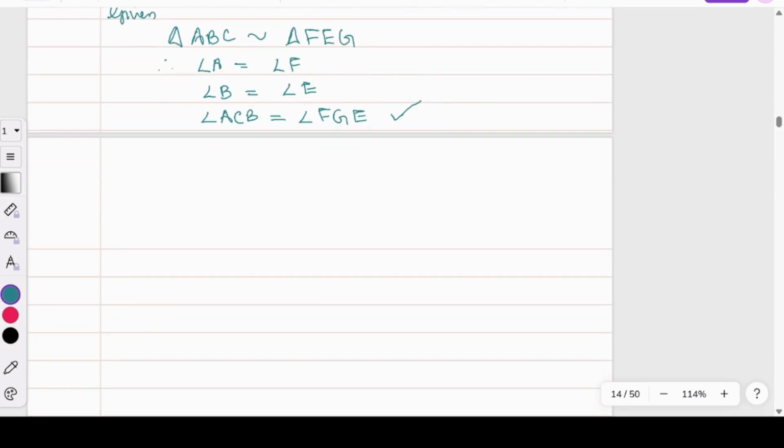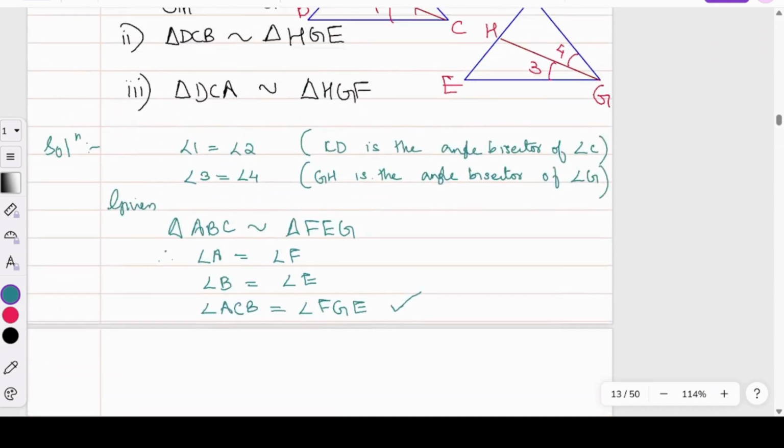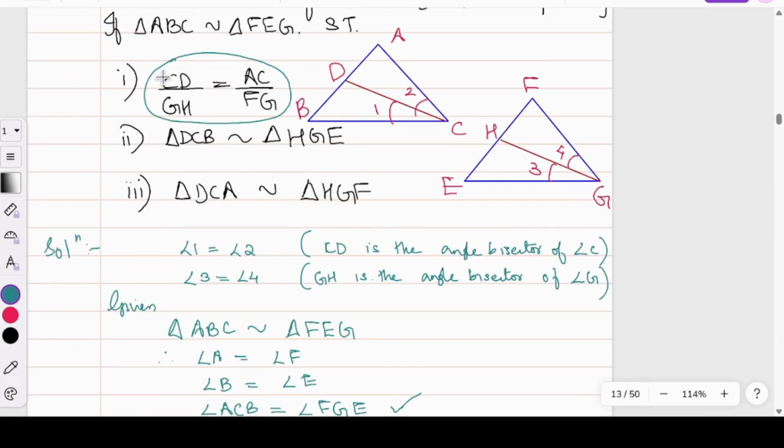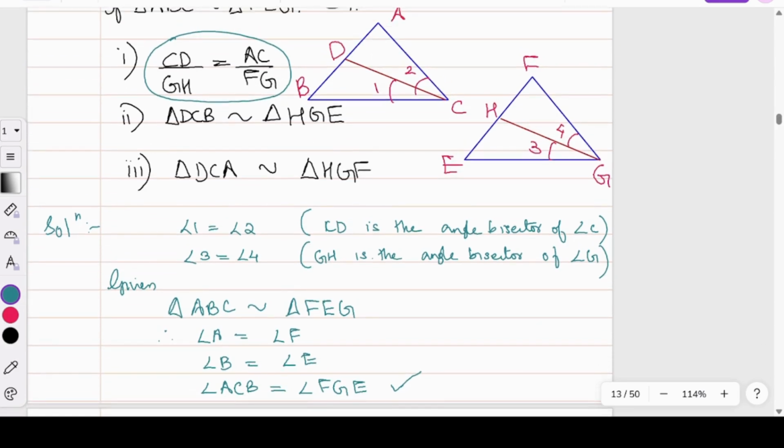Now we can write, in triangle, which triangles do we have to take here? This comes in triangle ACB and in triangle FGE. Here we have to prove that CD by GH equal to AC by FG, right? So let me take the triangle ACB and triangle FGE, these all things are happening.